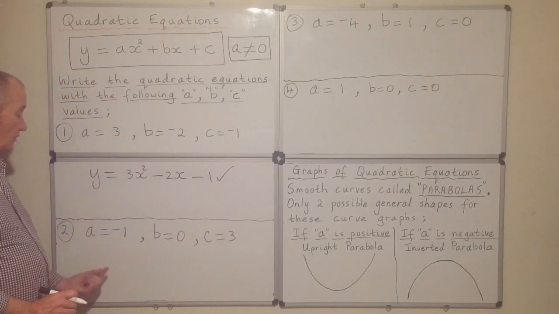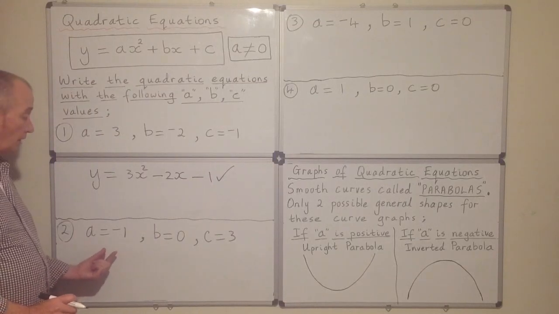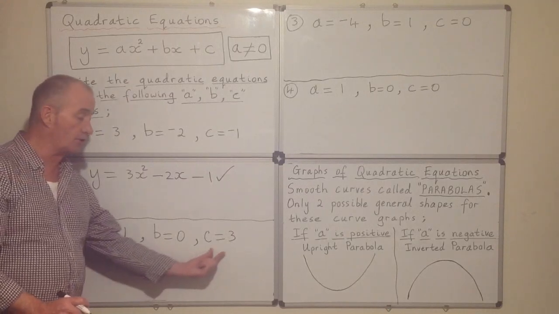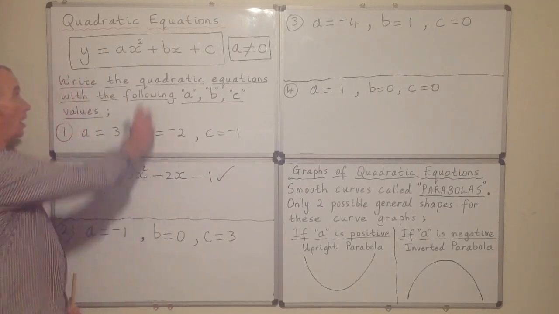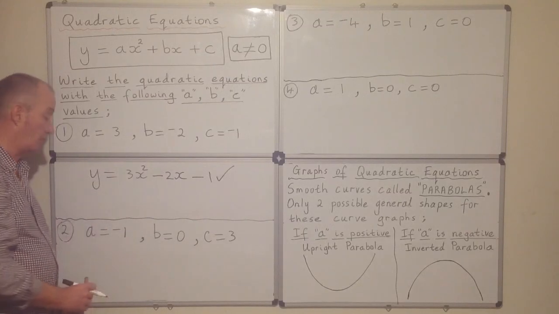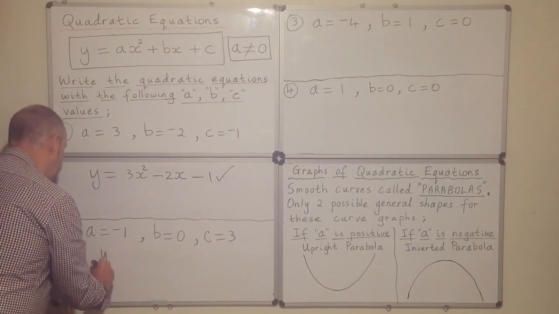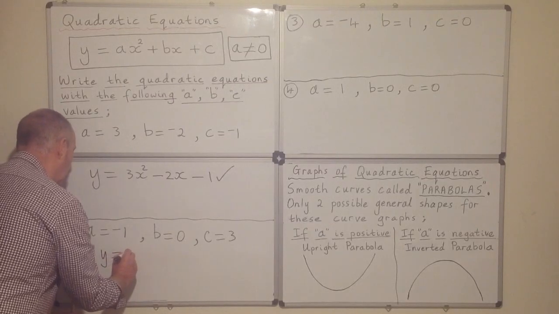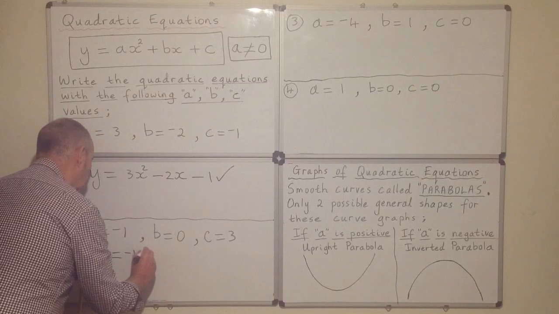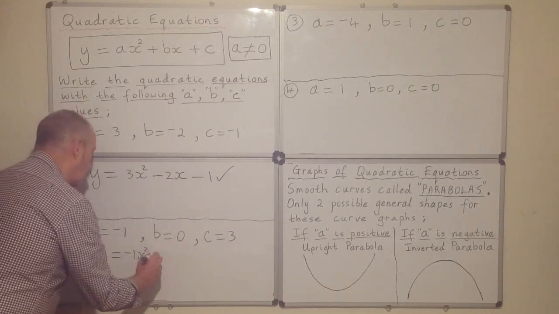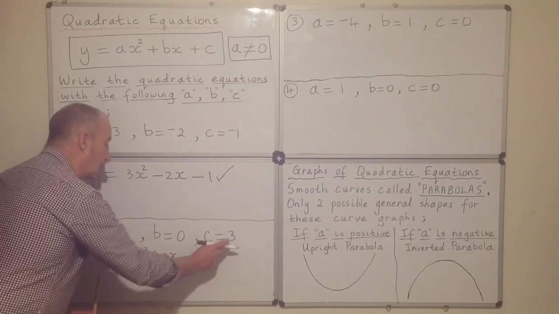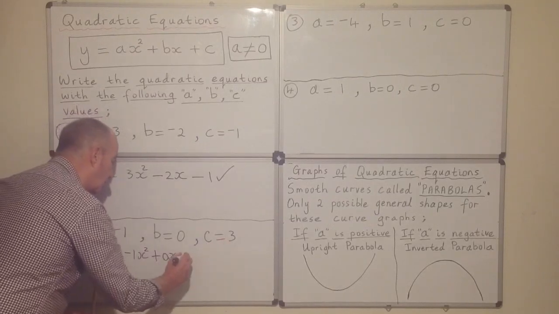On to question 2. What if we have a quadratic equation with an a value of -1, a b value of 0, and a c value of 3? Well, let's go back to this and replace a, b and c with the values given here. What do we get? Y equals, instead of a we've got -1, -1x squared. Instead of b we've got 0, so plus 0x. Instead of c we've got 3, so plus 3.